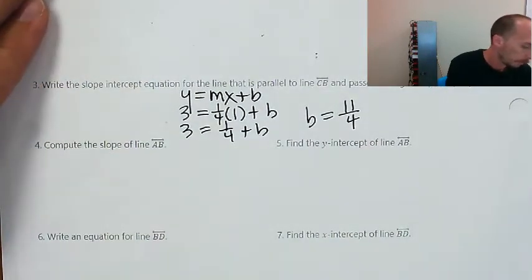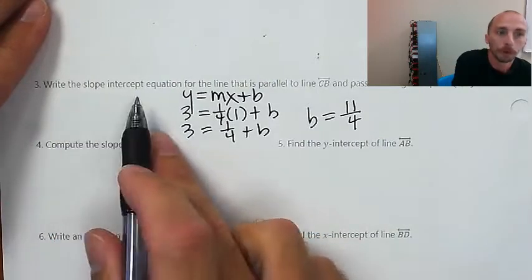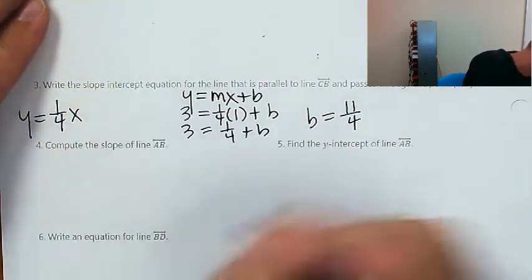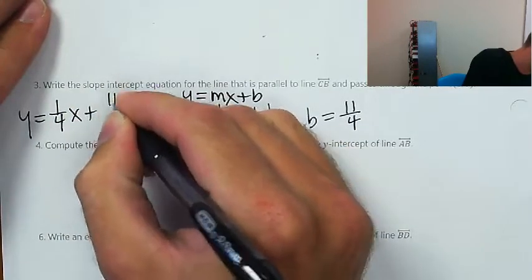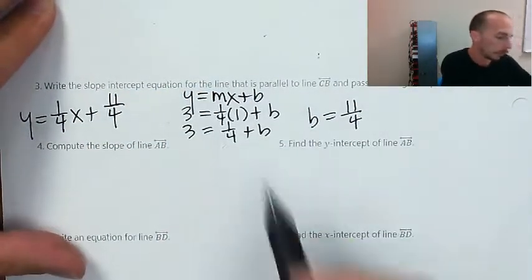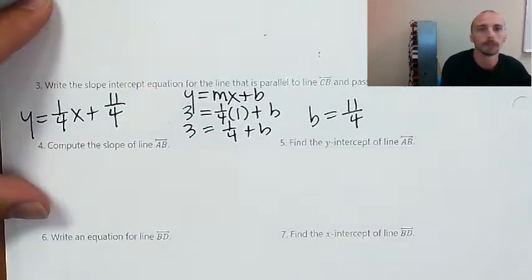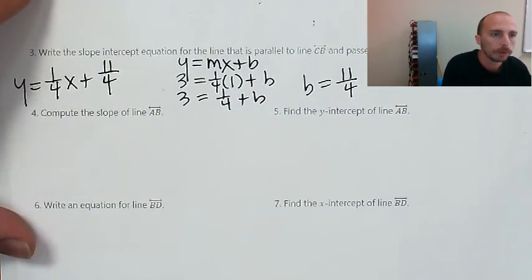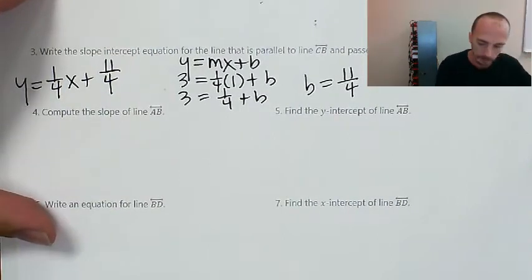And, okay, that is not it. They asked for the slope-intercept equation. So y equals 1/4 x plus 11/4. Okay, if you wanted to call that 2.75, be my guest, right? Same number. All right. And then we're going to compute the slope of line AB.